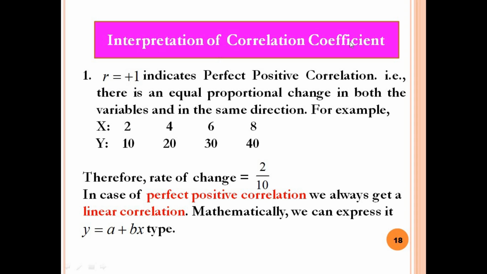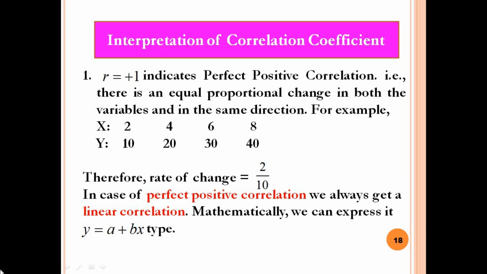Now interpretation of correlation coefficient. How we can interpret? Number 1, r equal to +1. What does it mean? This indicates perfect positive correlation. That is, there is an equal proportional change in both the variables and in the same direction.